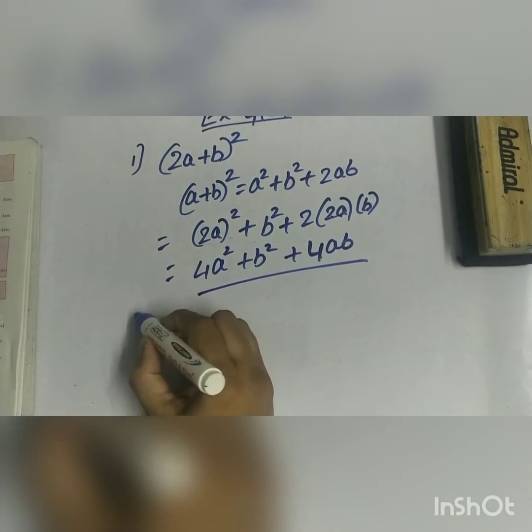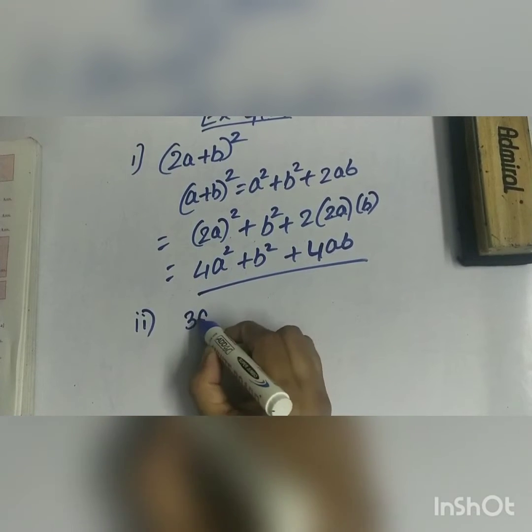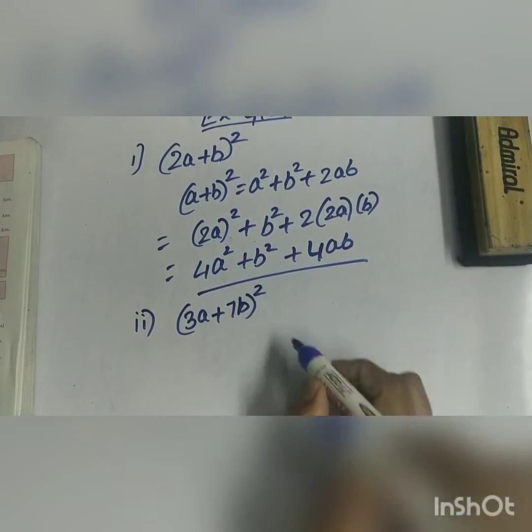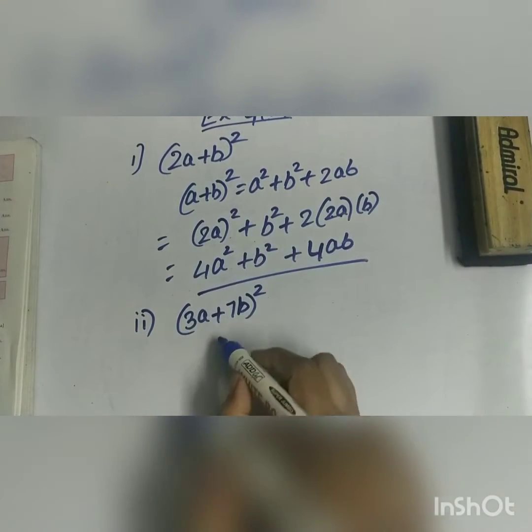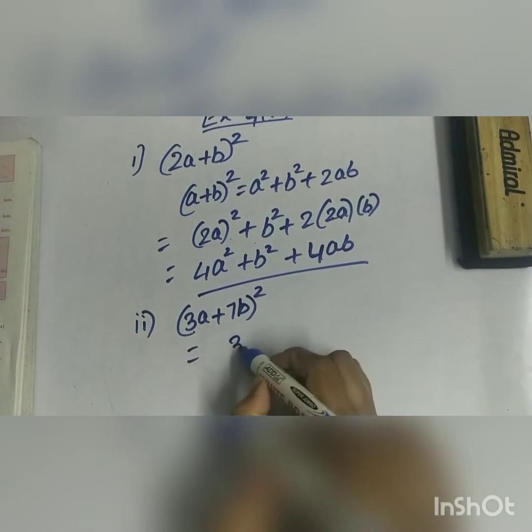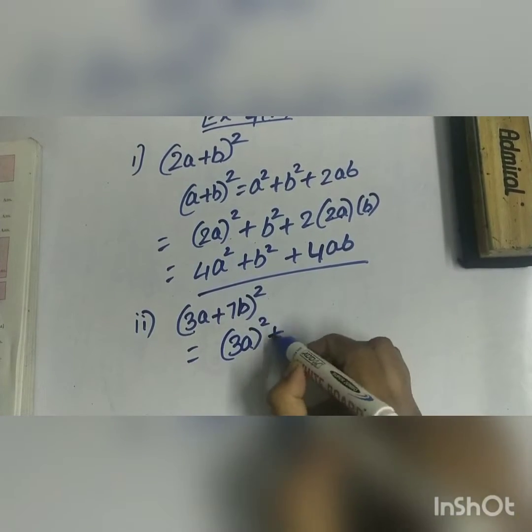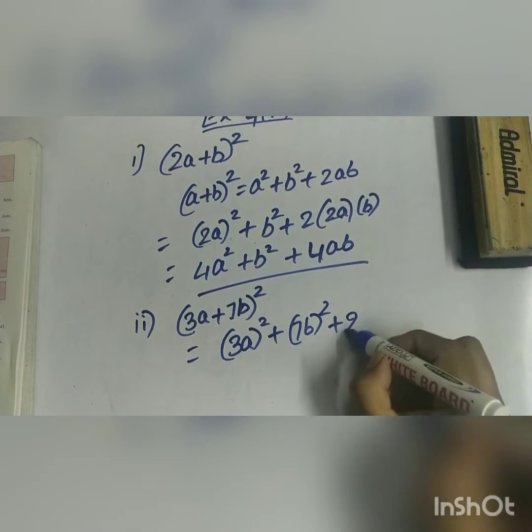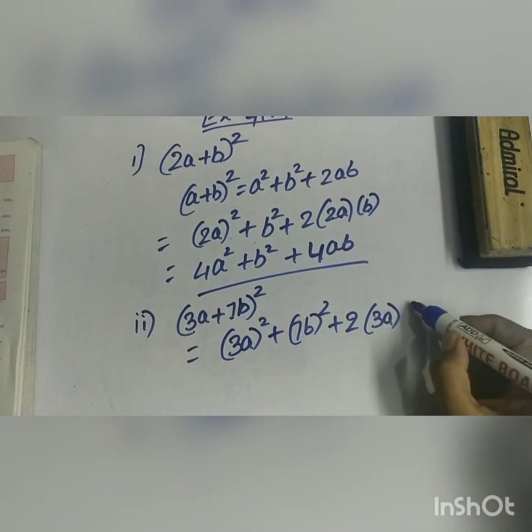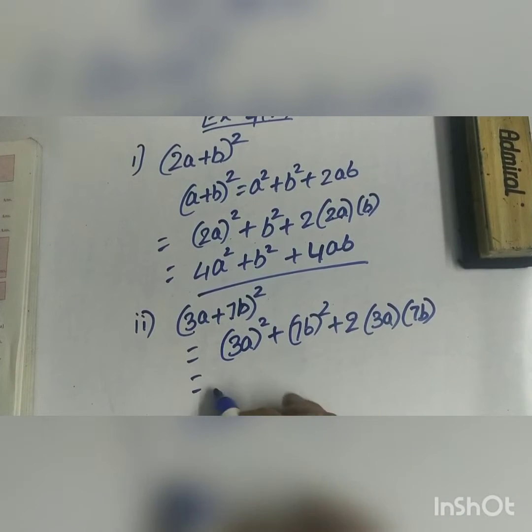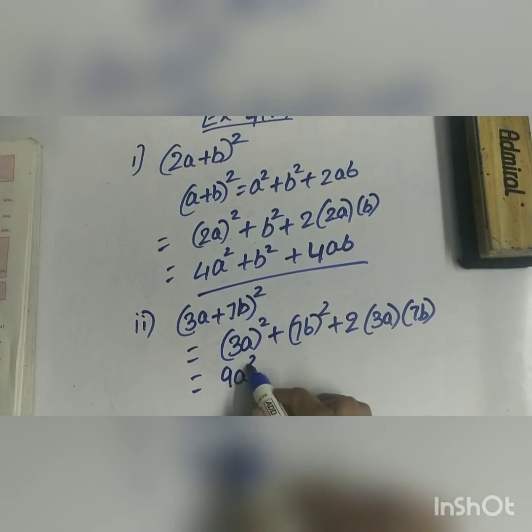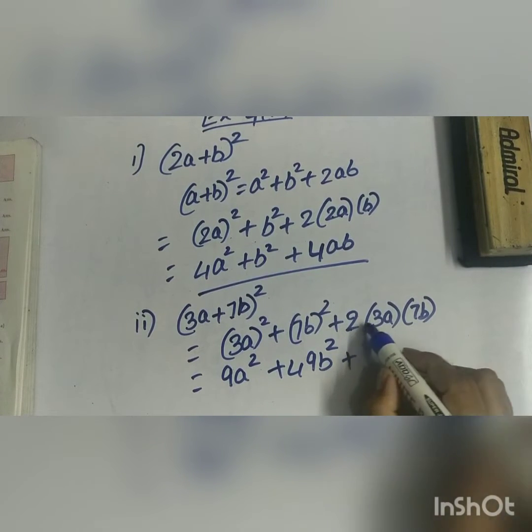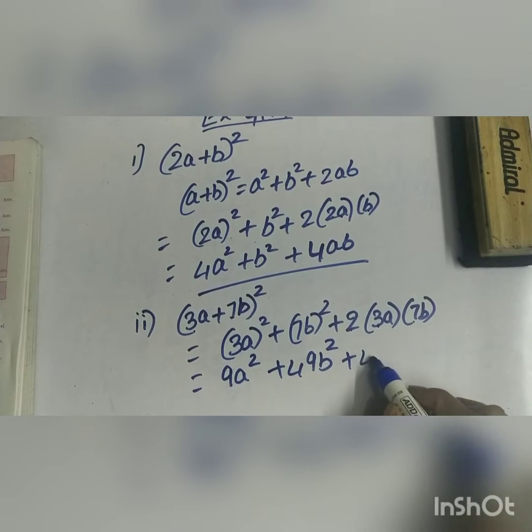Second one, we have (3a plus 7b) whole square. So I am applying the same formula. Here, what is (3a) square? I'll keep it as it is. The second thing is (7b) square. After that, 2 times 3a multiplied by 7b. The answer will be 3 square is 9, 9a square plus 7 square is 49, 49b square plus 2 3s are 6, 6 7s are 42, 42ab.